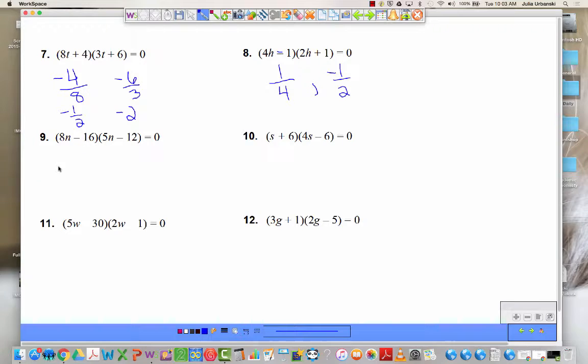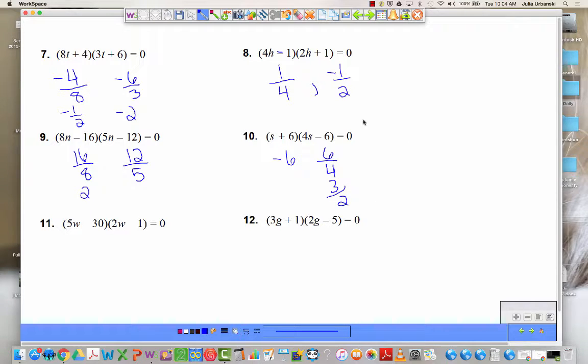This one, can anyone do that one completely in their head? 2, good. It becomes positive 16 over 8, or it becomes 2. And this one would be positive, that's a minus to start with, right? Okay, so 12 over 5. This one becomes what? Negative 6. It's like negative 6 over 1, but we just leave it as negative 6. This one. What's on top? Positive 6 over 4. 3 over 2. That's right.